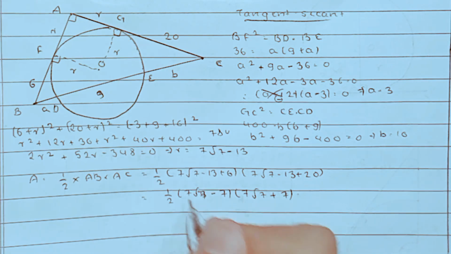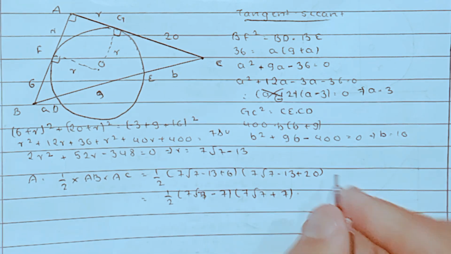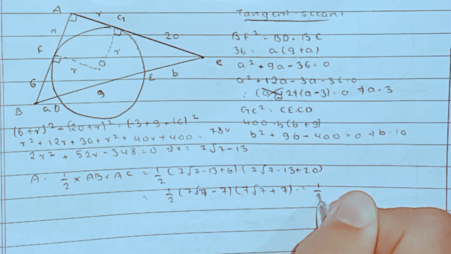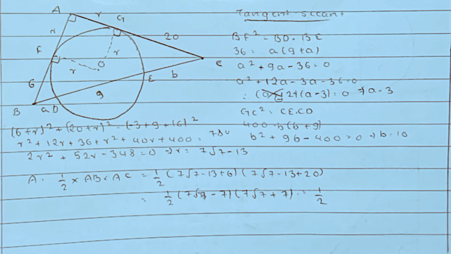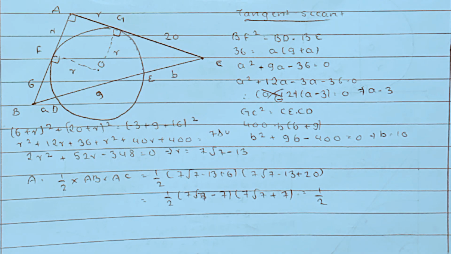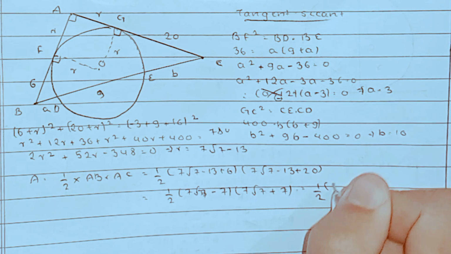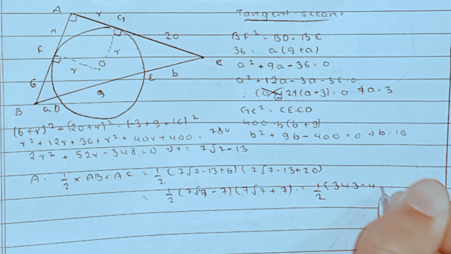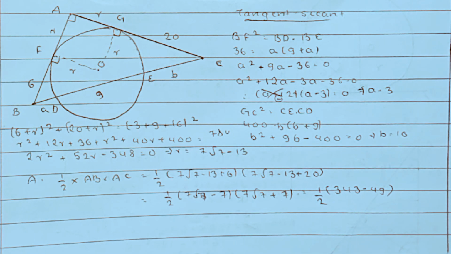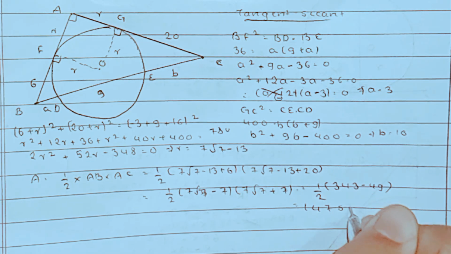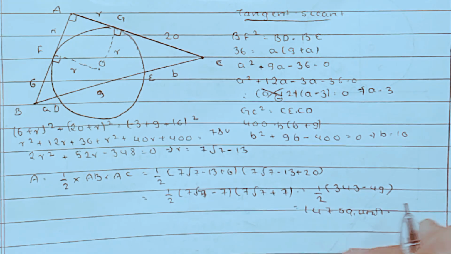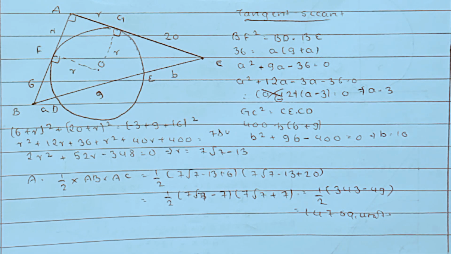Now we have a minus b, a plus b, which is the formula for a square minus b square. So we have a square minus b square to be 7 times 7 is 49, 49 into 7 is 343, so 343 minus 49. So 343 minus 49 divided by 2 is equal to 147. So equals 147 square units. Hence the required area of the triangle is 147 square units.